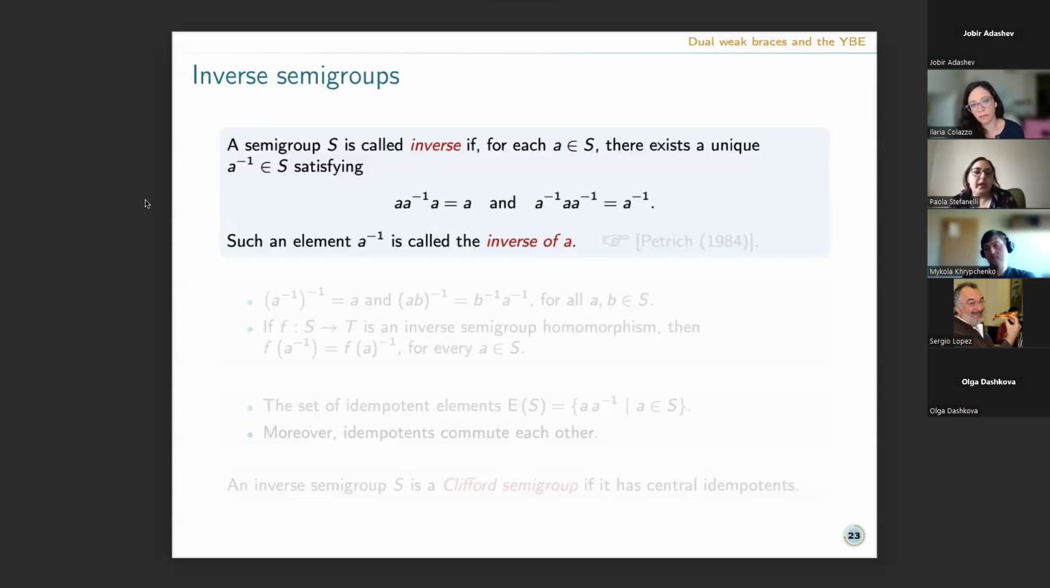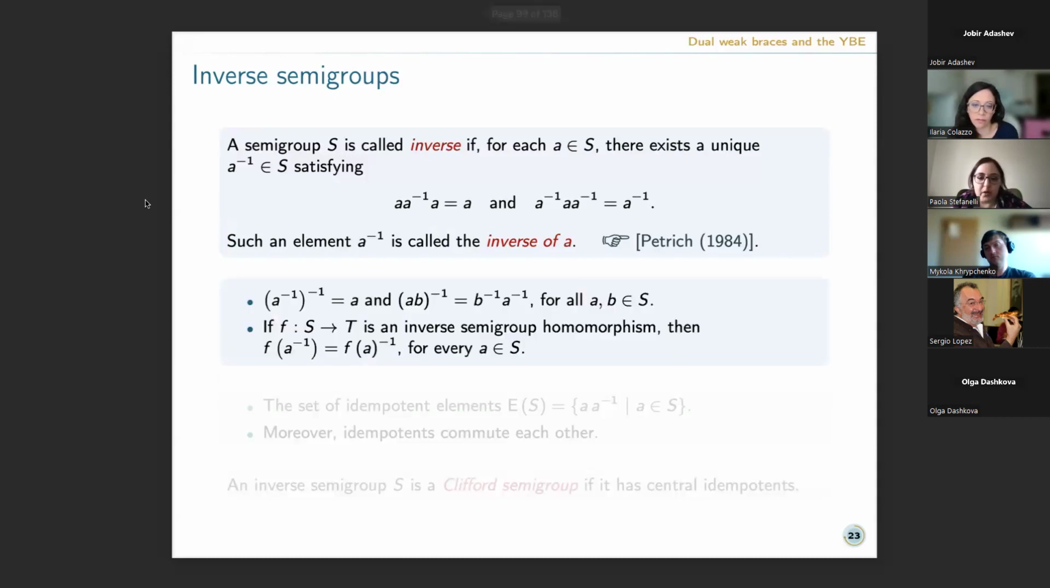A semigroup is said to be inverse if for each A in S there exists a unique element A to the minus satisfying these two identities. Such an element A to the minus is called the inverse of A. In particular, one can find more details about inverse semigroups in a book of Petrich of 1984.